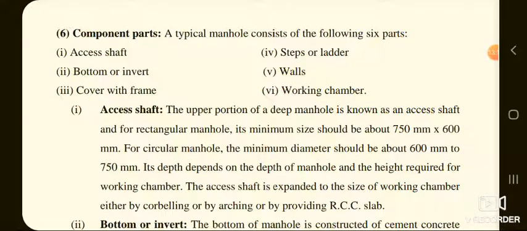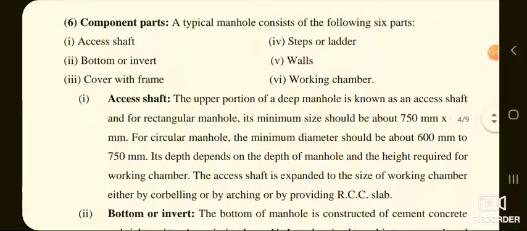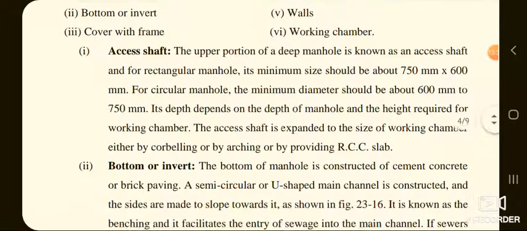Now come to the component parts of a manhole. A typical manhole consists of the following 6 parts. First one is access shaft, second one is bottom or invert, third one is cover with frame, fourth one is steps or ladder, fifth one is walls, and sixth one is working chamber. Now we will discuss in brief about all these components here.